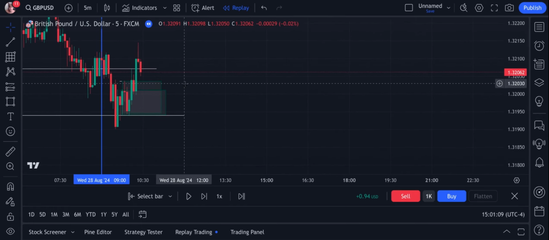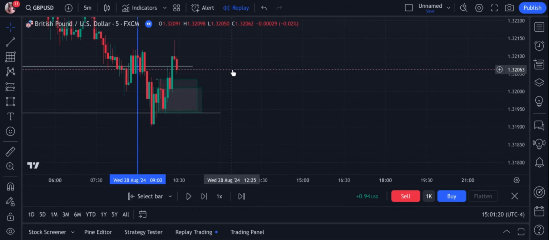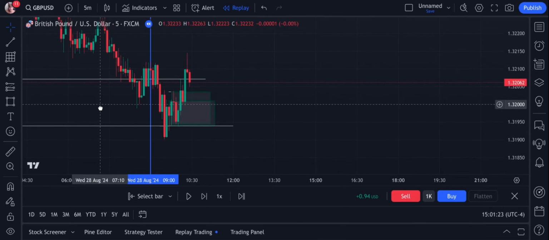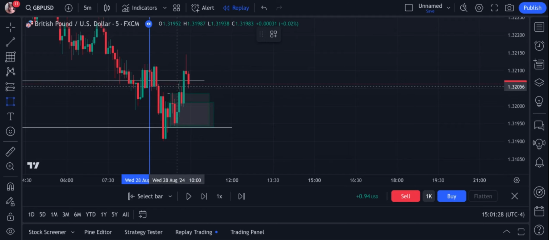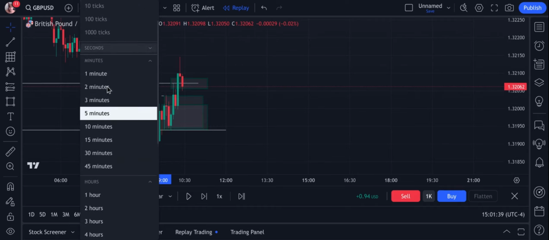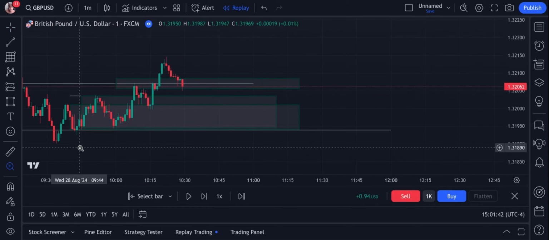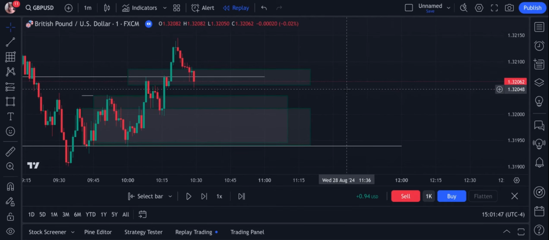So price had clearly already entered in here and gave us a bullish candle to the upside. But since we entered in late, we can grab this fair value gap here and scale down to the 1-minute time frame and see if price gives us a break of structure to the upside.